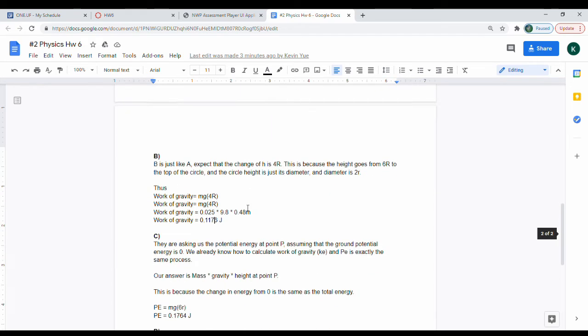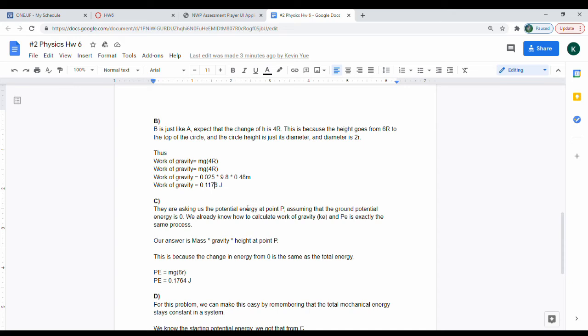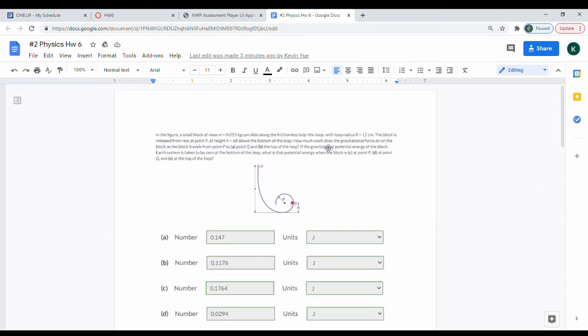And then for C, they're asking us about the potential energy at the start. Or we'll assume point P is the start. It doesn't really matter. And we're assuming that at the ground, it's 0. Why? That's basically saying it's 0 at the bottom of the loop, which is 0 at the ground. Just different wording.